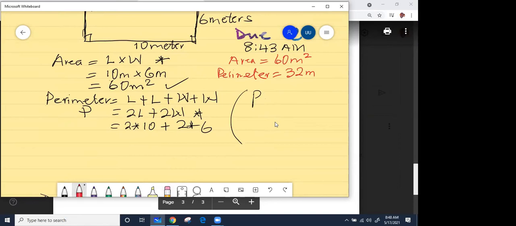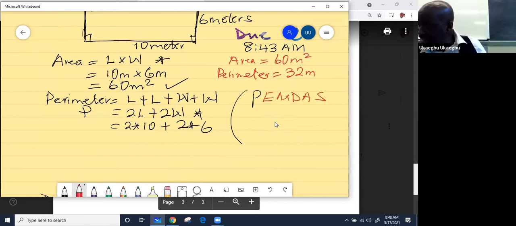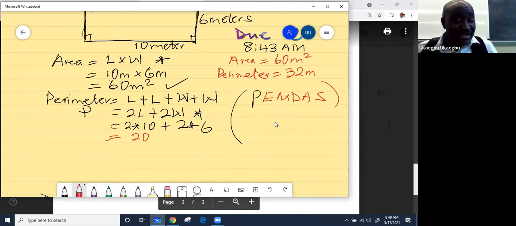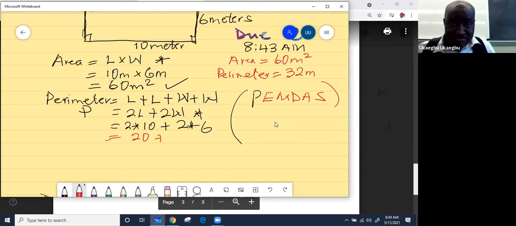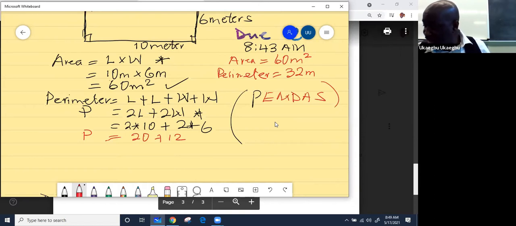Yeah. Okay. So PEMDAS says that you have to do multiplication first. So you do 2 times 10. I need a response very quickly. 20. And then 2 times 6? 12. Okay. And then when you add 12 and 20, that gives us perimeter to be 32 meters.